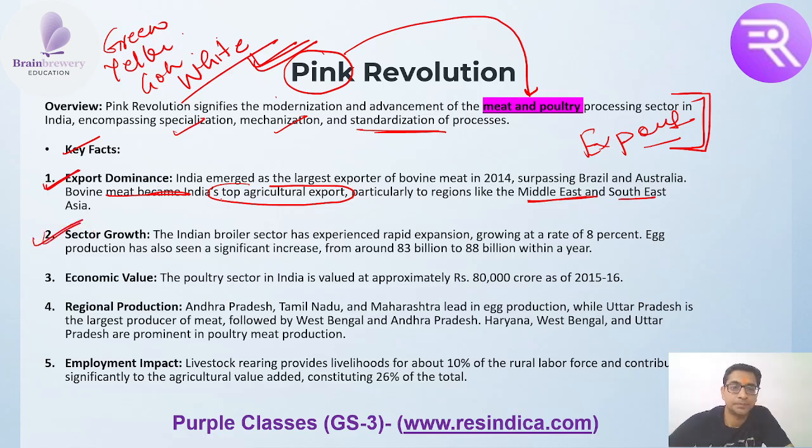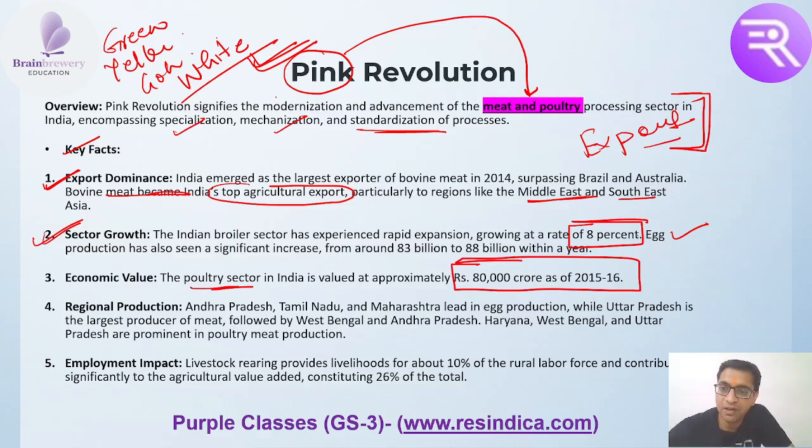Sector growth, it has been growing at a rate of 8% per annum. Egg production has gone into 128 billion, right? And this has again been going to increase by a certain percentage every year. Economic value, the poultry sector was around 80,000 crore rupees in 2015-16, but we don't know what next. We will be updating this data with current affairs.